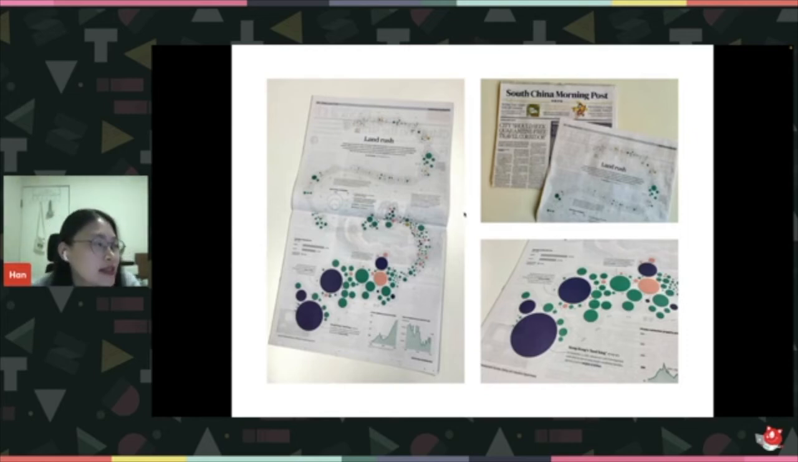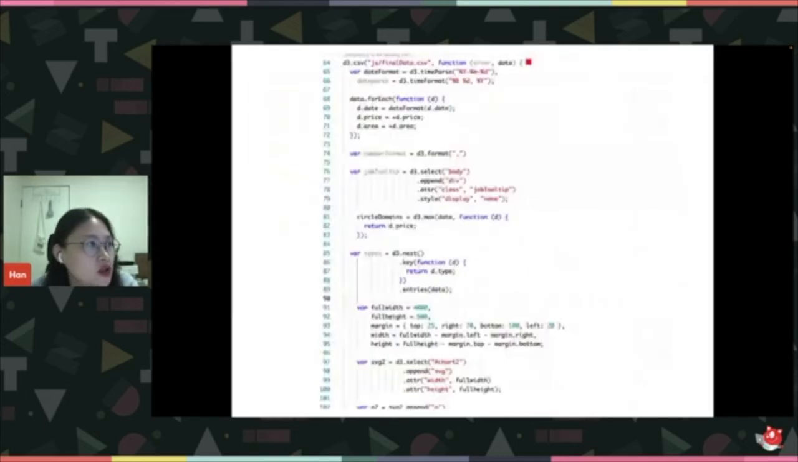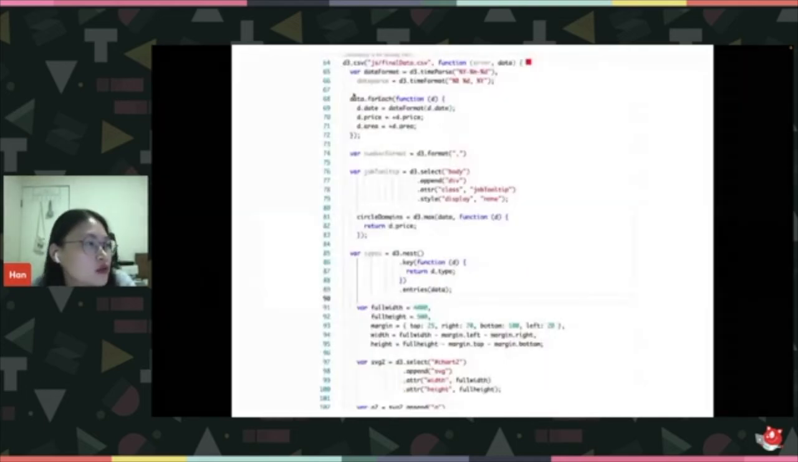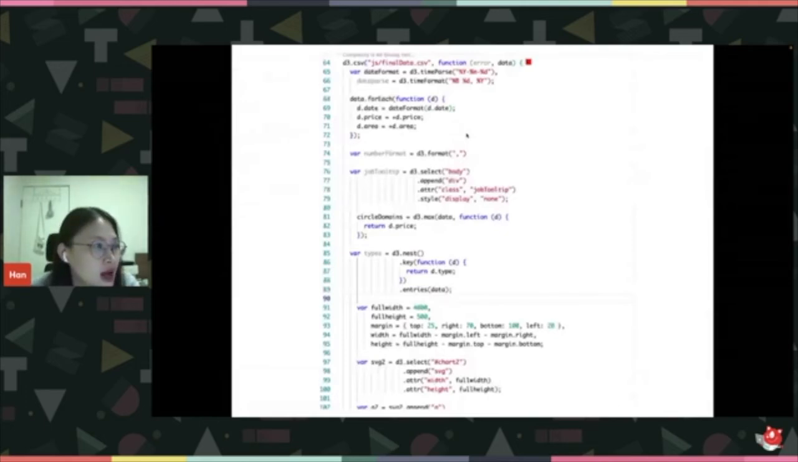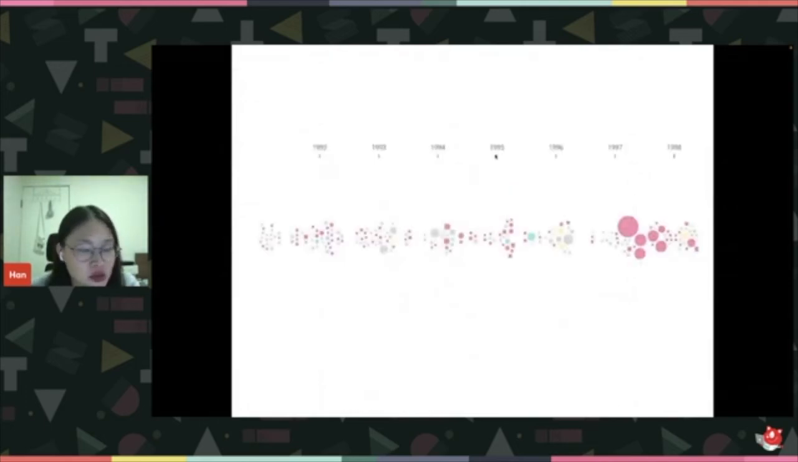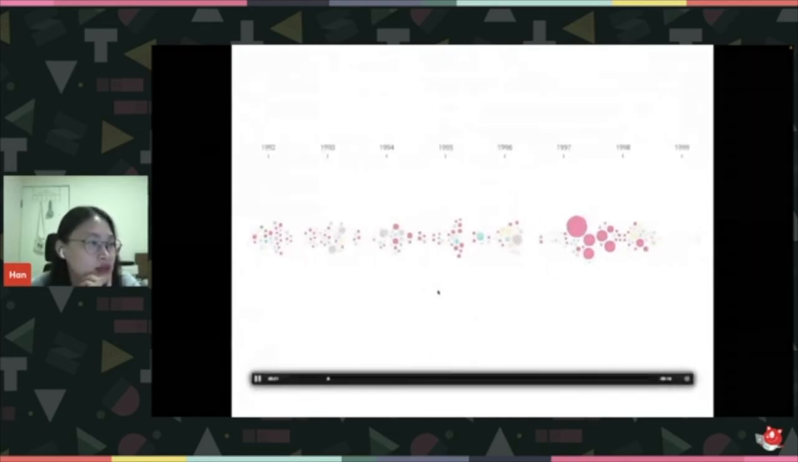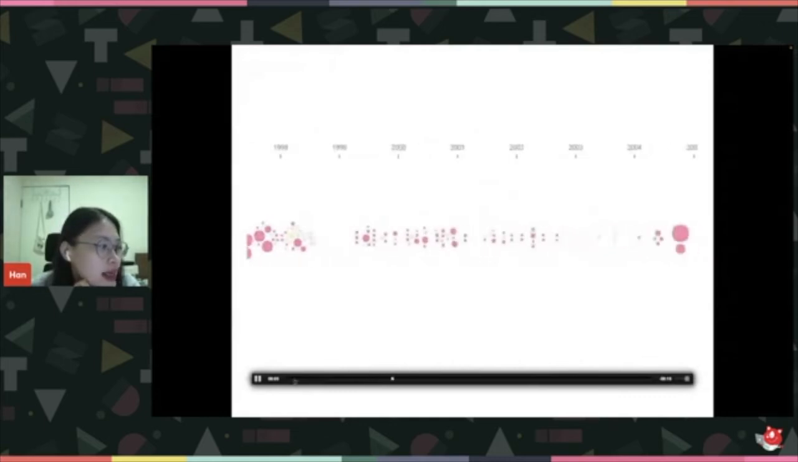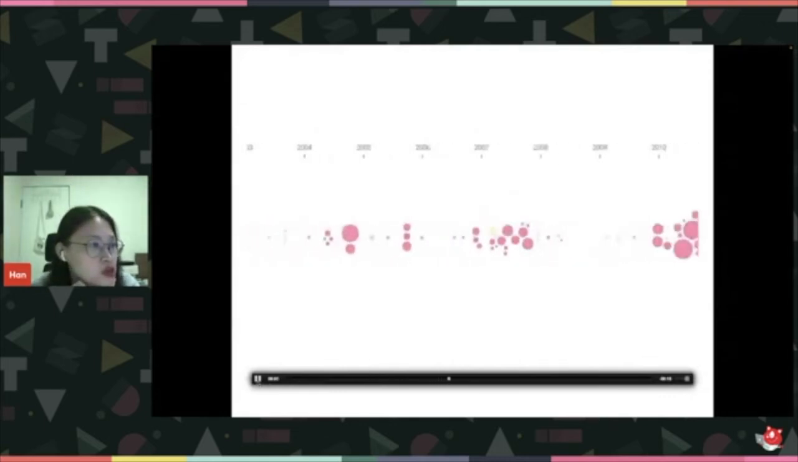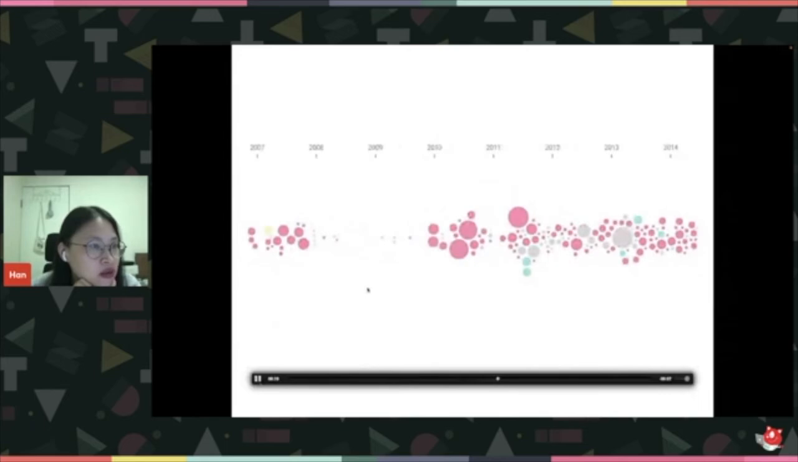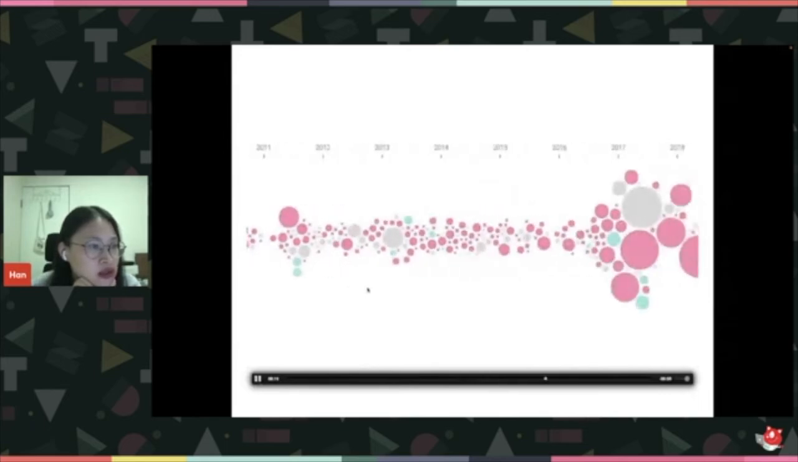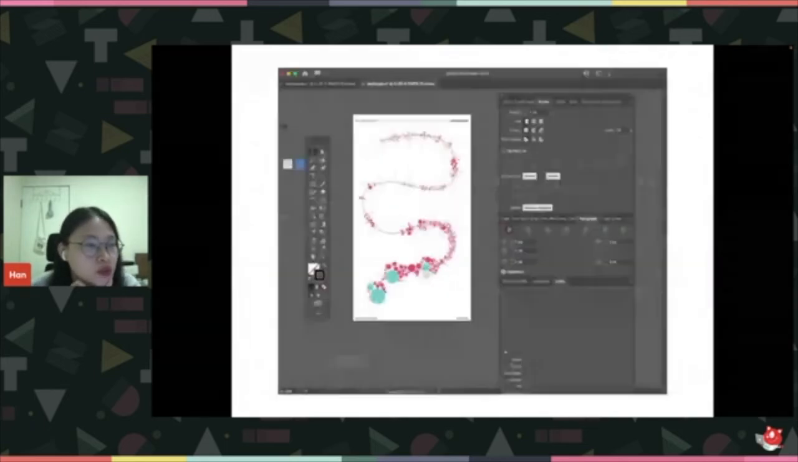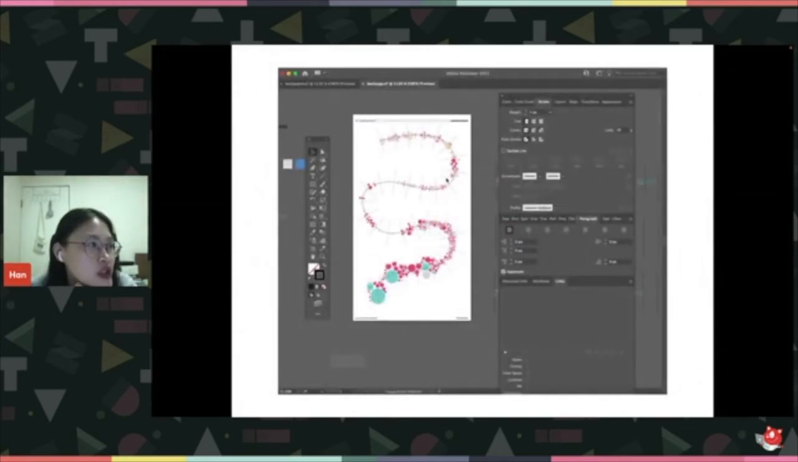So in order to create this back page, I wrote the script with this library in Visual Studio Code. And after that, this is how the first draft of the graphic looks. It's actually a horizontal chart, and it's around 4,000 pixels wide. I exported it as an SVG file, so it would be easy to import into Adobe Illustrator.